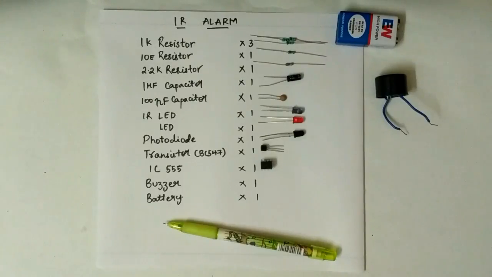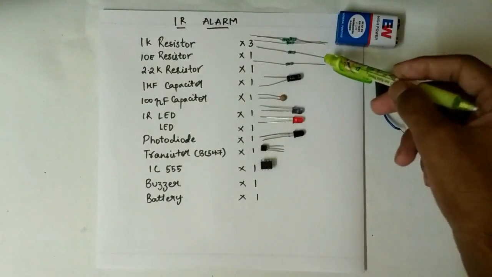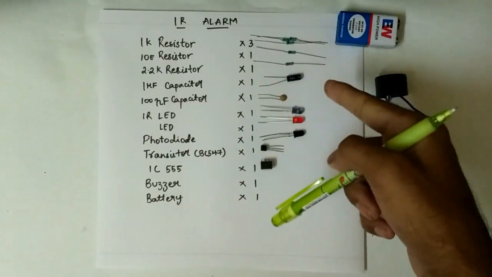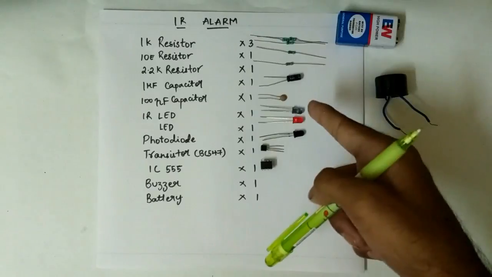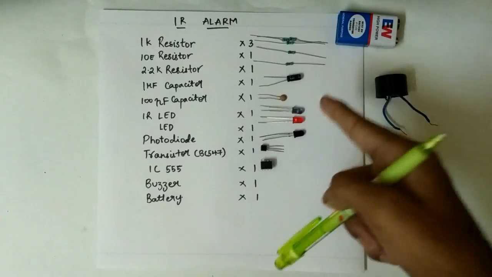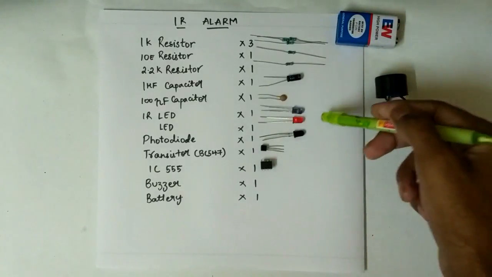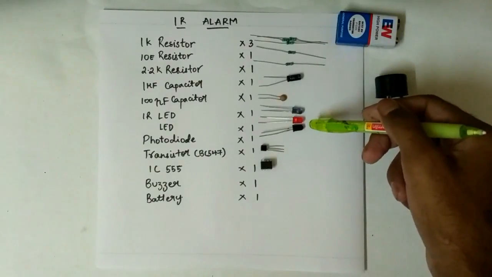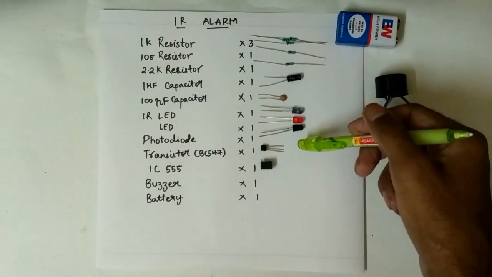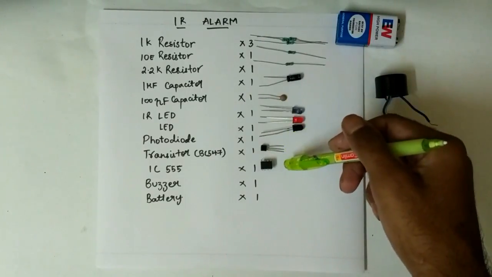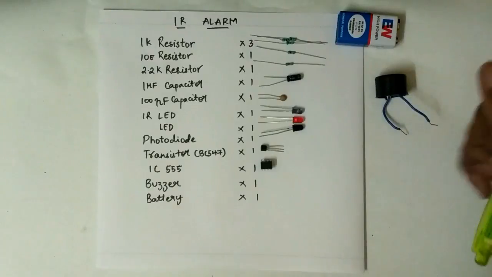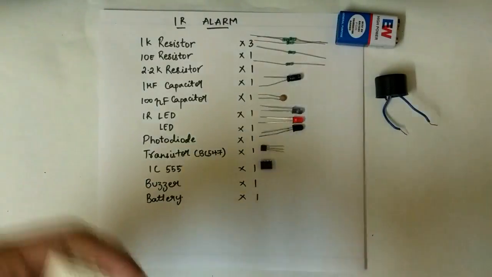Hello YouTube, in this tutorial we are going to design an IR alarm. The components that we are going to use here are three 1K resistors, one 10 ohm resistor, one 2.2K resistor, one polarized 1 mF capacitor, one ceramic 100 nanofarad capacitor, an IR LED, an LED for our output, a photodiode, a BC547 transistor, a 555 timer IC, a battery, a speaker, and of course a breadboard.